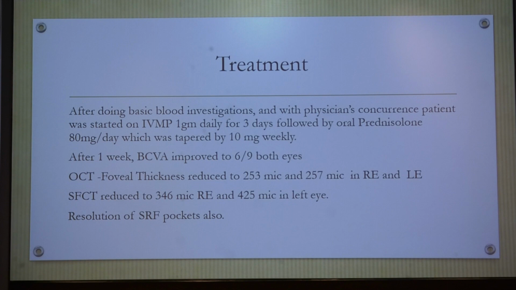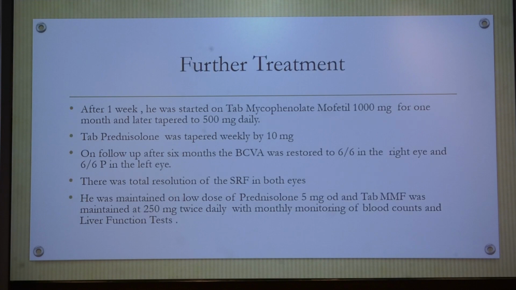weekly. After 1 week, his visual acuity improved to 6/9 in both eyes, and OCT showed a reduction in the foveal thickness to 253 and 257 microns in right and left eye. SFCT also reduced to 346 and 425 microns. There was resolution of SRF pockets also. The patient was then started on immunosuppressants, tablet MMF 1000 milligrams, because early institution of immunosuppressants is important in the prevention of relapse of the disease in the later stages.